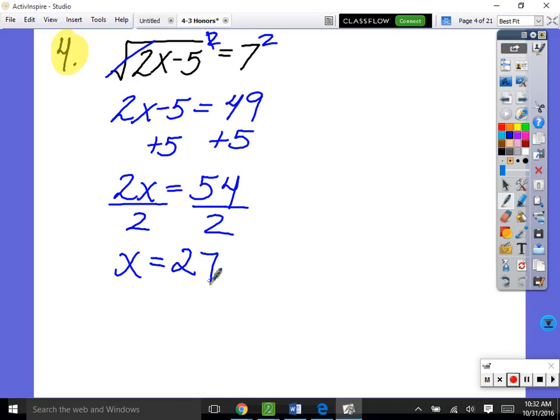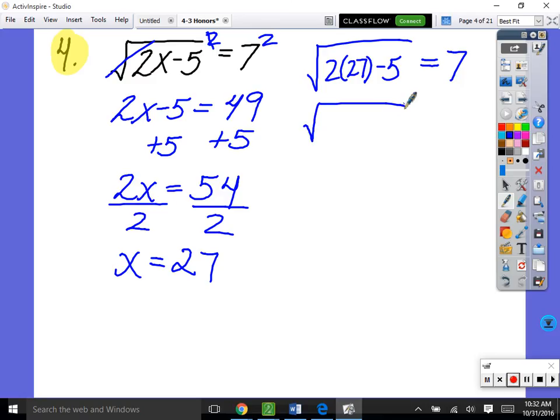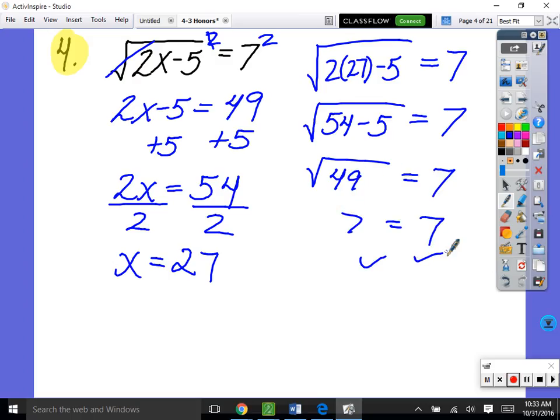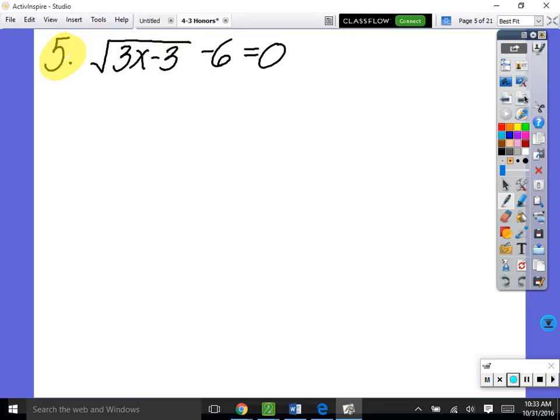So we have the square root of 2 times 27 minus 5 equals 7. We're plugging it back into the original, correct, everybody? So we have the square root of what? What's 2 times 27? 54 minus 5, which equals 7. Square root of 49 equals 7, 7 equals 7, that is true, so that is our solution. Pretty straightforward. So the first ones are very straightforward.